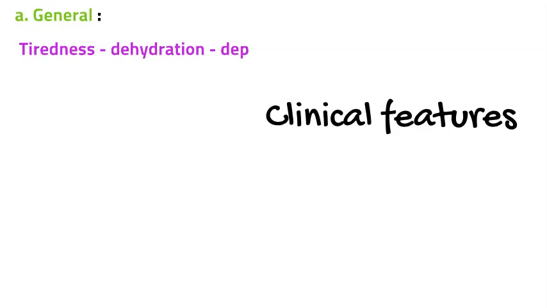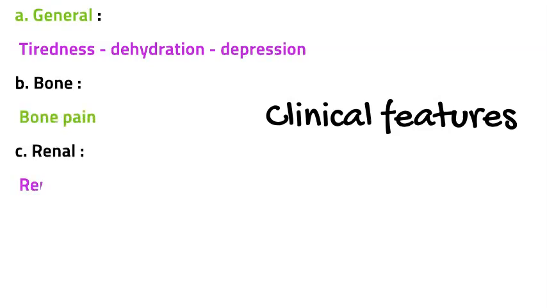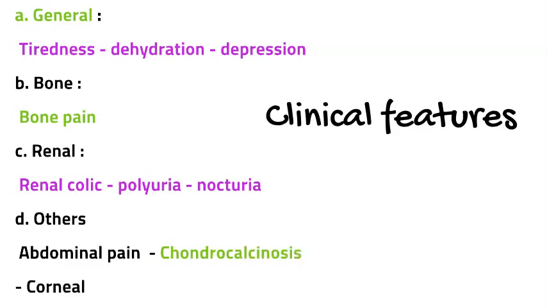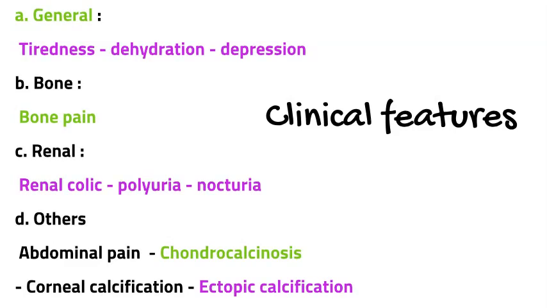Clinical features of hypercalcemia. A. General: there is tiredness, dehydration, depression. B. The bone: the patient will have bone pain. C. Renal: the patient presents with renal colic, polyuria, nocturia. D. Others: abdominal pain, chondrocalcinosis, corneal calcification, ectopic calcification.